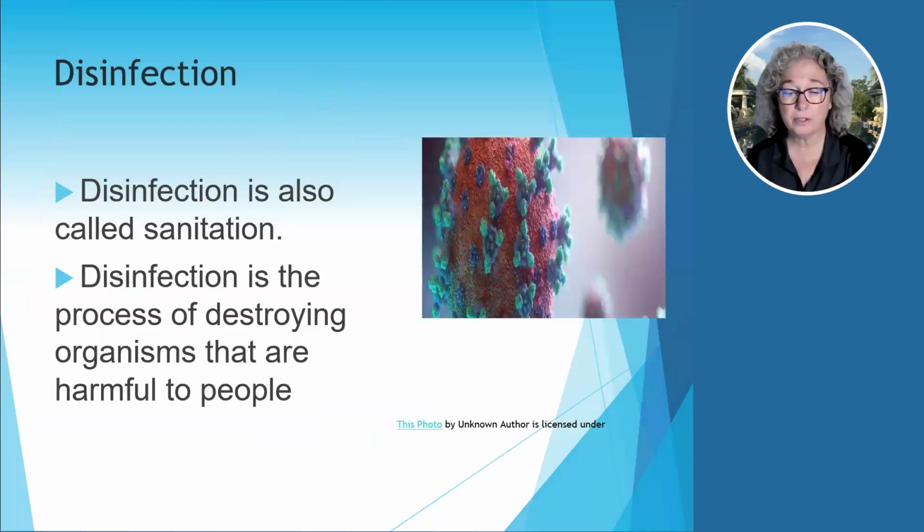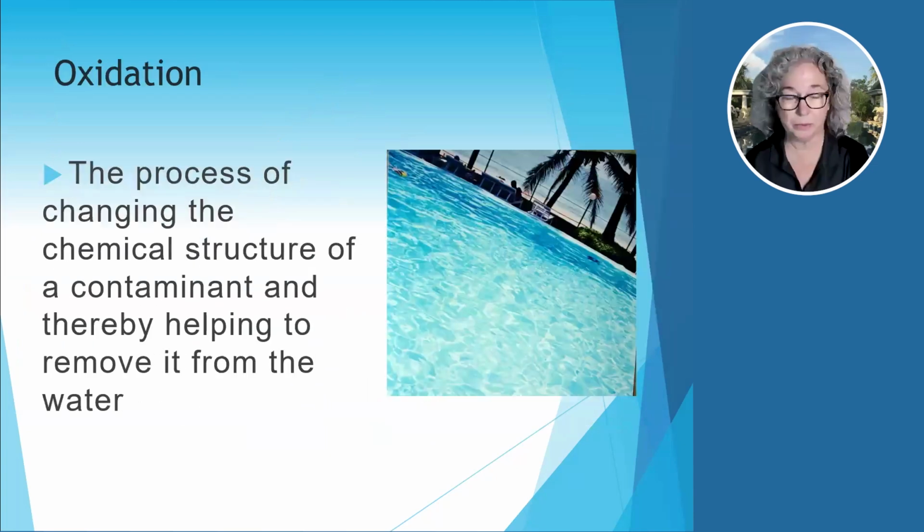Disinfectant is also called sanitation. Disinfection is a process of destroying organisms that are harmful to people. This is what's happening in the pool when you put chlorine in the pool. Oxidation is the process of changing the chemical structures of the contaminants and thereby helping remove it from the water. We're going to see down the road how oxidation can be a little issue in the pool sometimes.